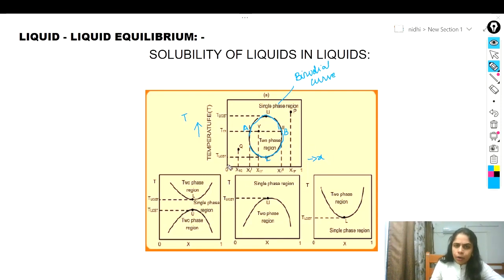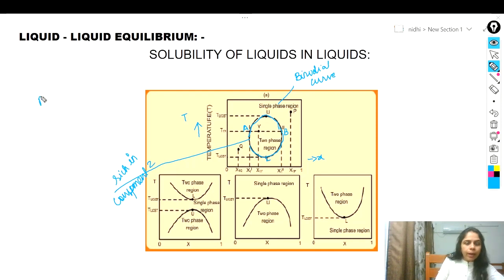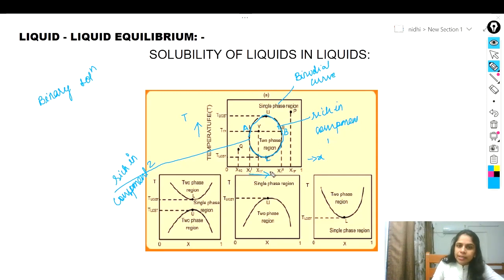Here, this curve is rich in component 2, and this one is rich in component 1. Because on the x-axis we have taken x1, and where x1 is 0, the other component will be present.